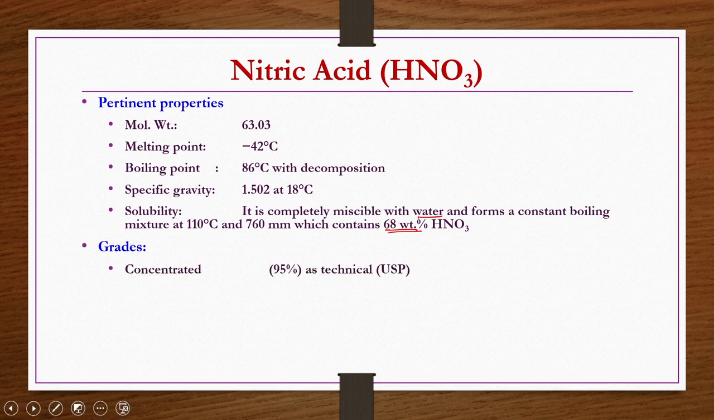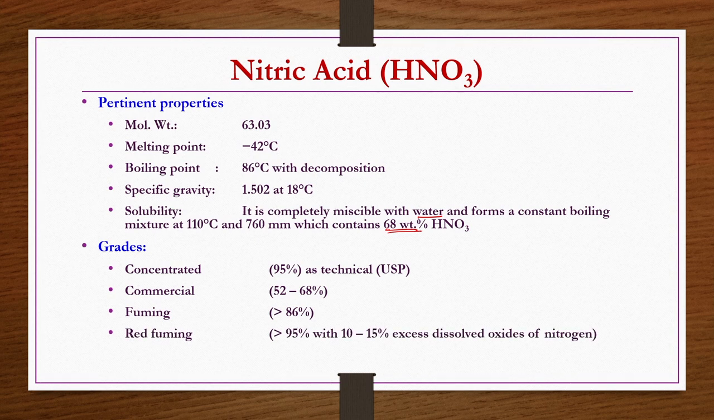Coming to the grades, concentrated nitric acid as technical grade as per the United States Pharmacopoeia is 95% nitric acid, considered concentrated as well as technical grade for pharmaceutical applications. Commercial grade has 52% to 68% nitric acid. Fuming nitric acid has more than 86% HNO3. Red fuming nitric acid has 95% or more HNO3 with an additional 10% to 15% excess dissolved oxides of nitrogen such as dinitrogen tetroxide.